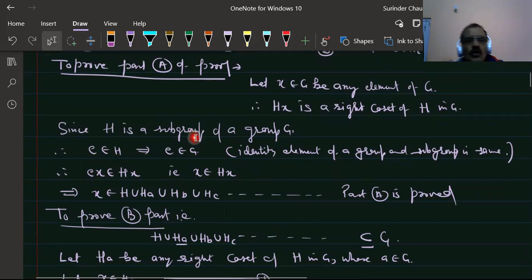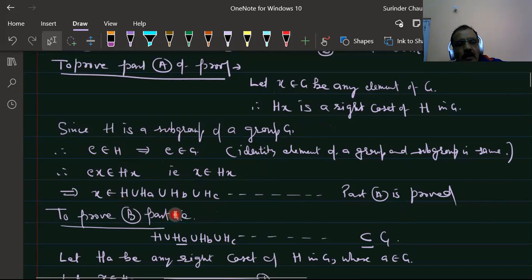So this implies, because x is an arbitrary element, that this is true for all x belonging to G. This implies x belongs to H union Ha union Hb union Hc and so on to infinity. This is the first part.